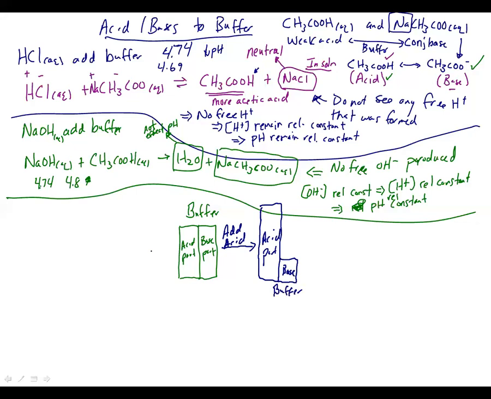And vice versa, if we added to that buffer a base, the base would react with the acid part and use up some of the acid part. And what we would see is the base part of the buffer, again not really drawn to scale, would increase, and the acid part would decrease.